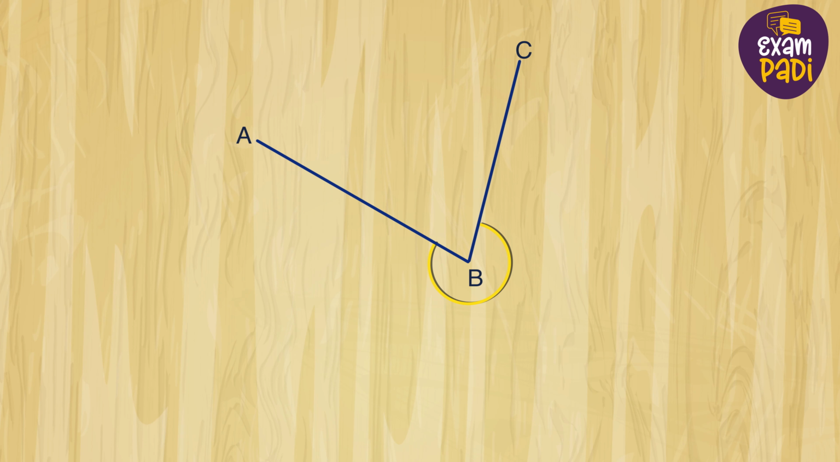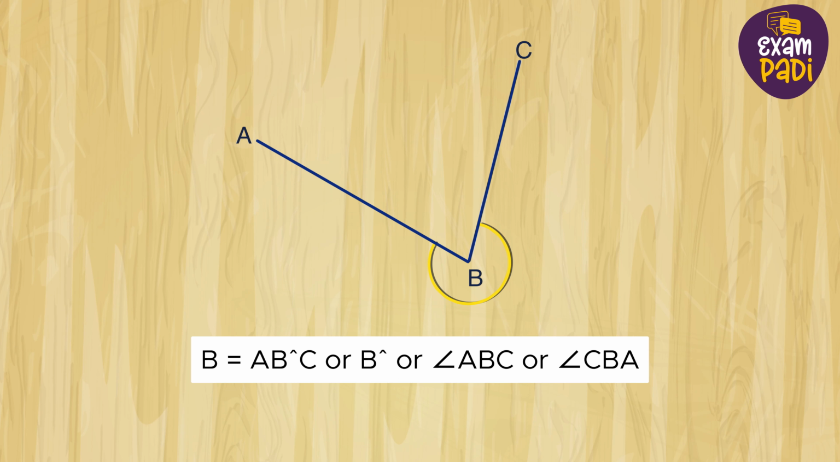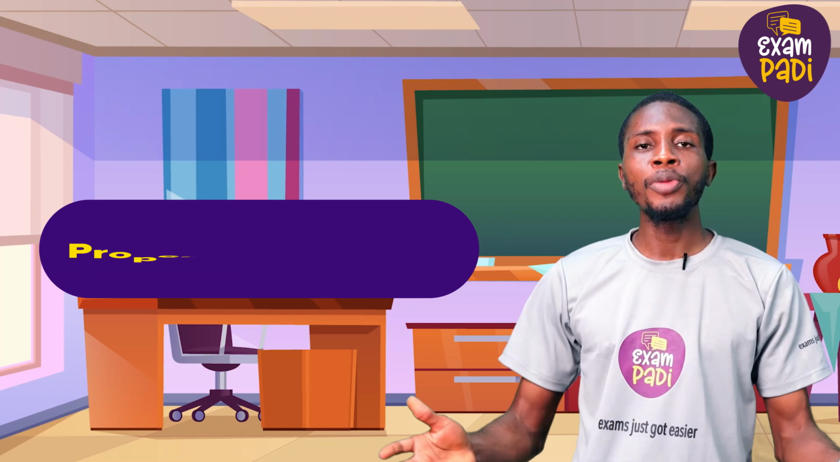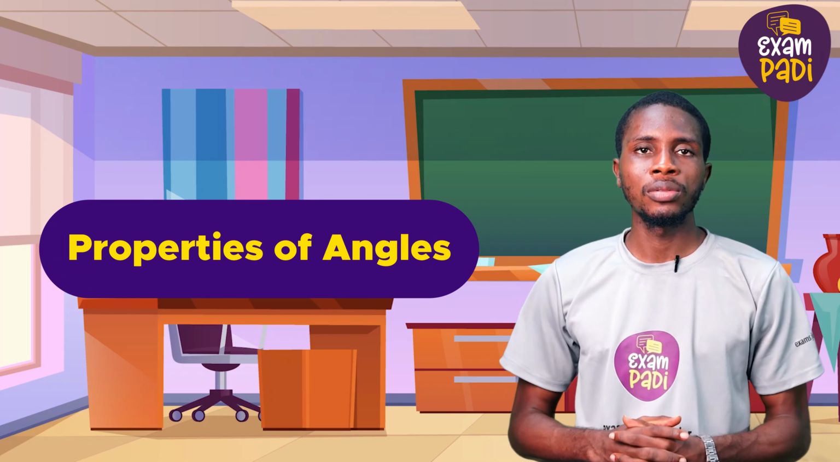If the direction that a line is turning is the same as the direction of a clock, then such rotation is called clockwise rotation. If the direction is in the opposite direction, it is called an anti-clockwise or counterclockwise rotation. In the drawing above, the angle at point B can be expressed as angle ABC or angle B, or angle CBA. The properties of angles are as follows.